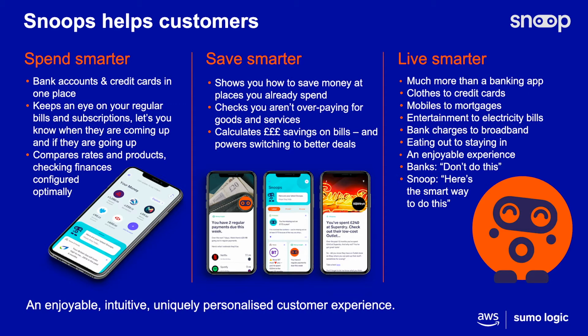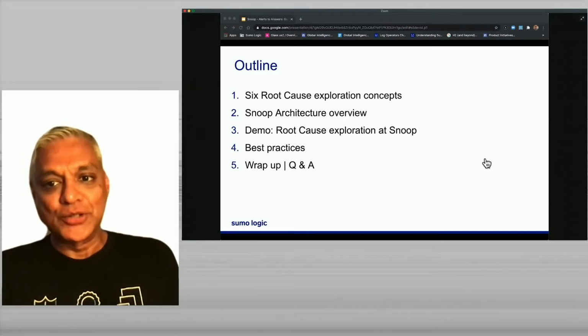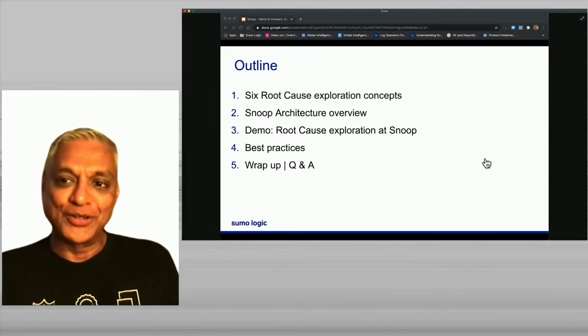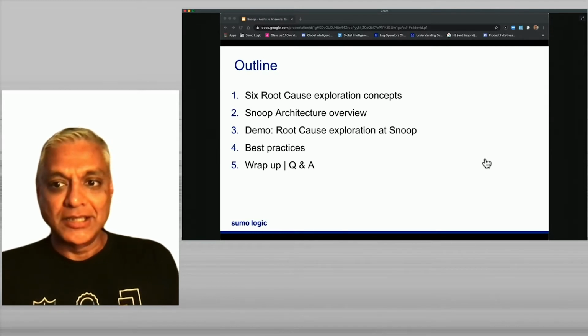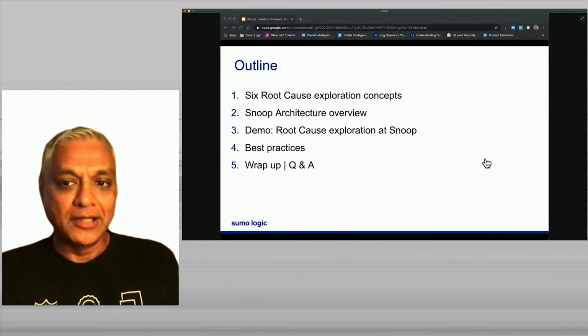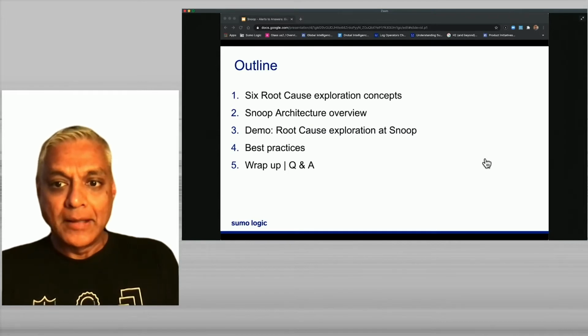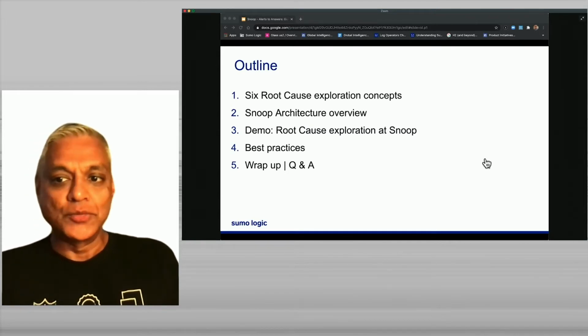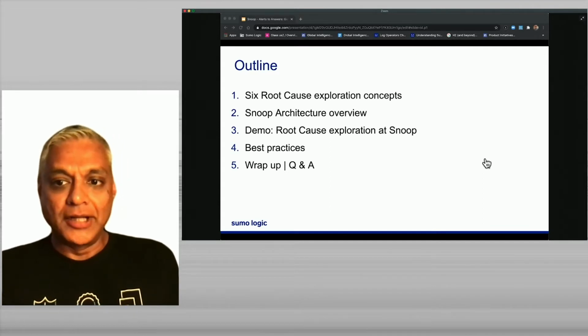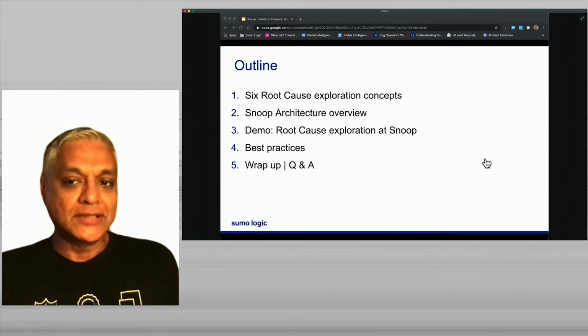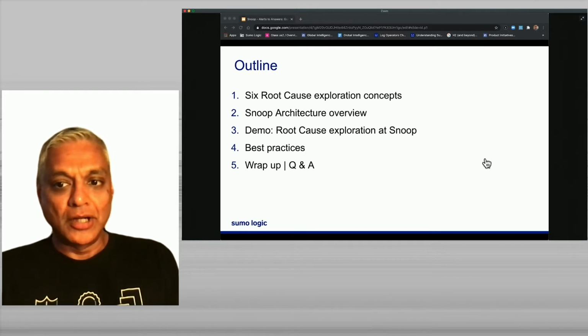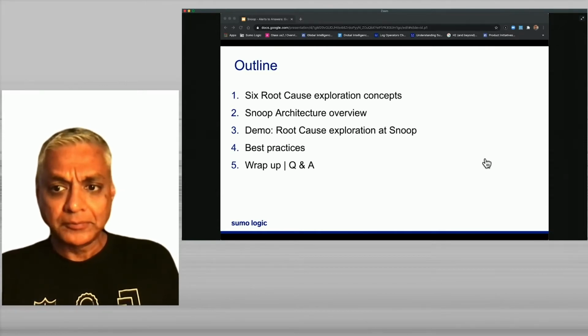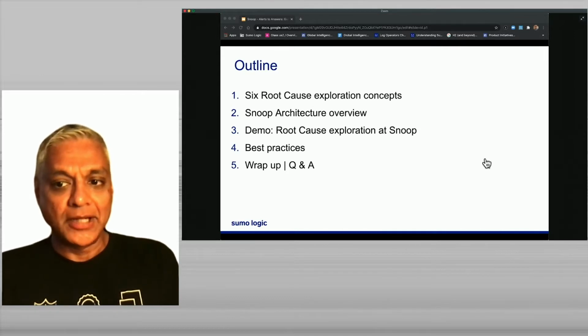On to our outline for today. We will run through 6 troubleshooting concepts that should be super familiar to on-call staff and DevOps engineers. These 6 concepts are embodied in Root Cause Explorer. Andy will then walk us through Snoop's microservices architecture on AWS with a particular focus on flows related to hotspots in their services and infrastructure. Andy will then show us a real example of troubleshooting using Root Cause Explorer. And then after some best practices from Andy, we will wrap up and get ready for the live Q&A.